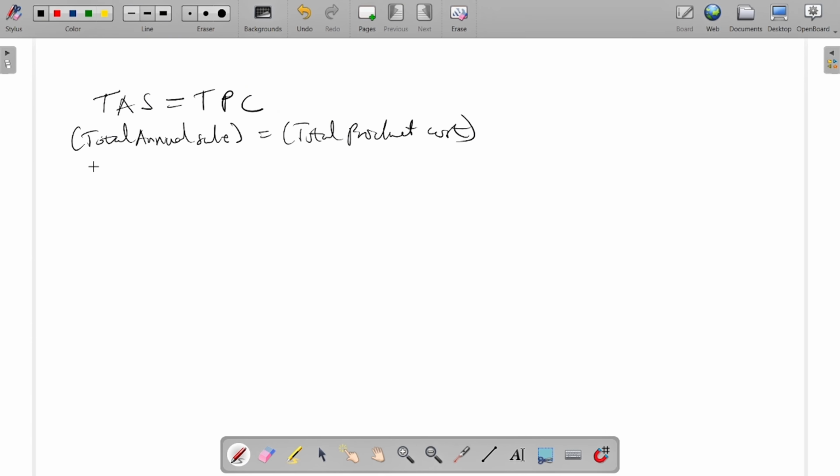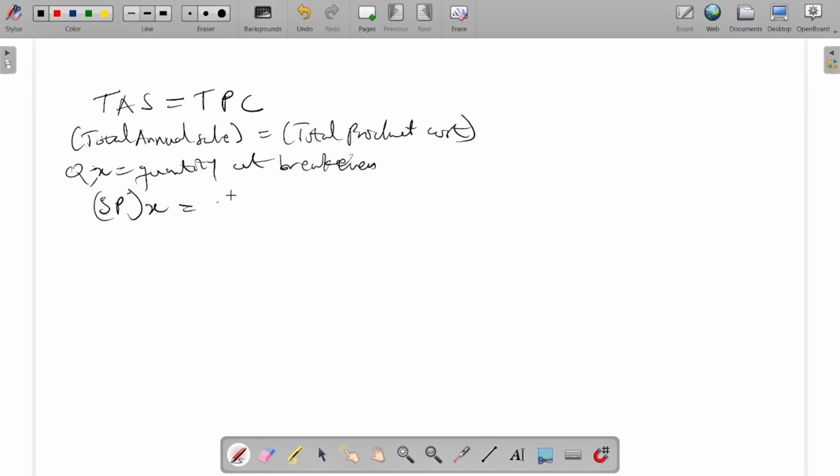For break-even analysis, we can say let X be the quantity at break-even. So at break-even, if you have the quantity X, you can see that the total annual sales becomes the selling price multiplying by X. Or you can even say let it be Q, any variable you want, but you just have to define it.